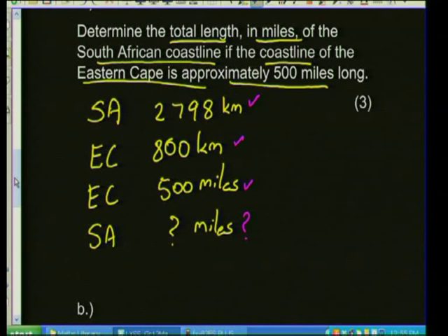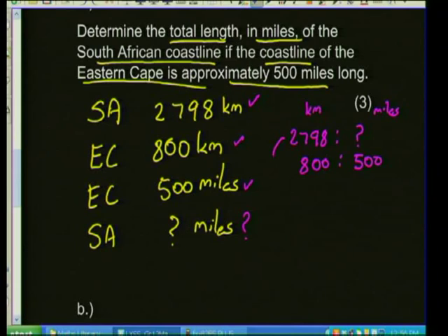We are now going to write this as a ratio. So I wonder if I've got space. Well, I'm going to make space. So I know that South Africa on its whole is 2798, and I'm looking for how many that is in miles. I know that the Eastern Cape in kilometers was 800 kilometers, and in miles was 500. So can you see, as long as we've got this is kilometers and this is miles, as long as we've got them set out correctly, we could have done it a different way, but it'll work.